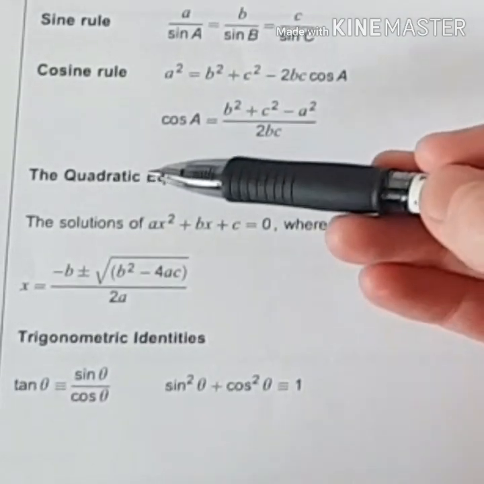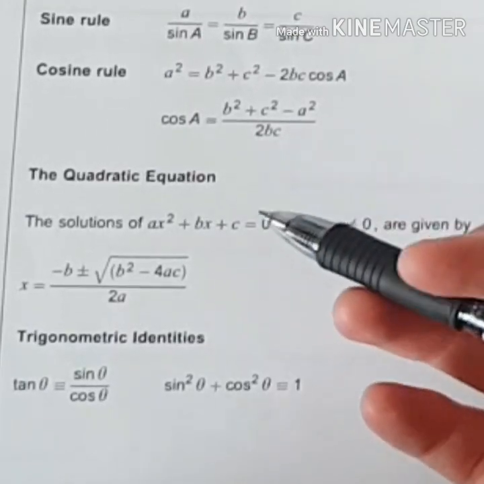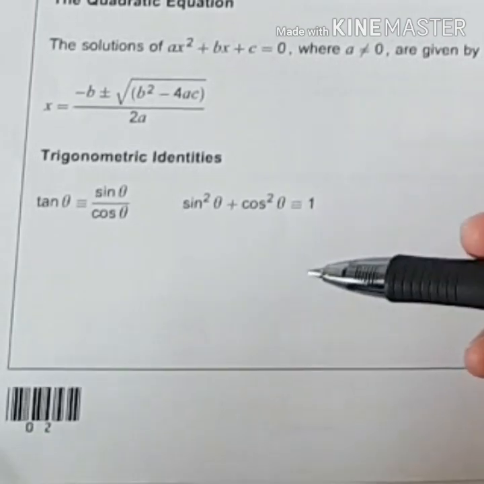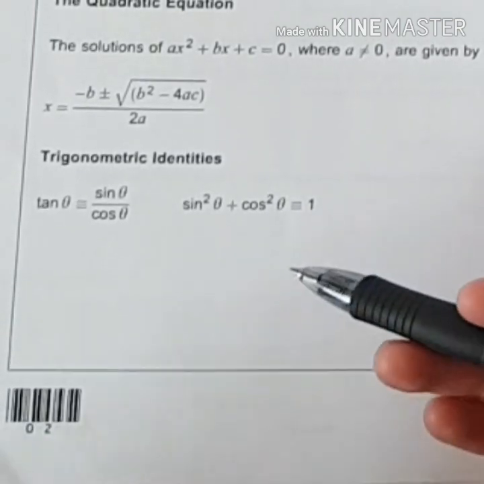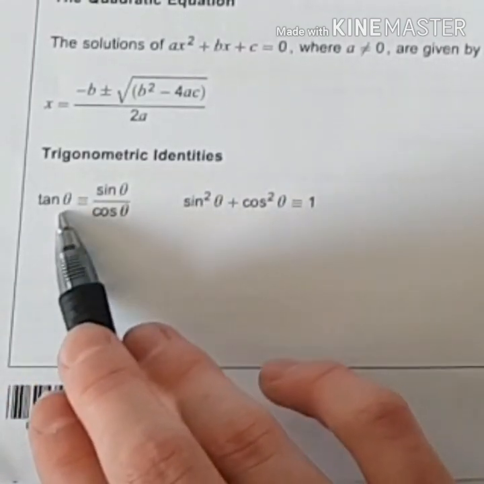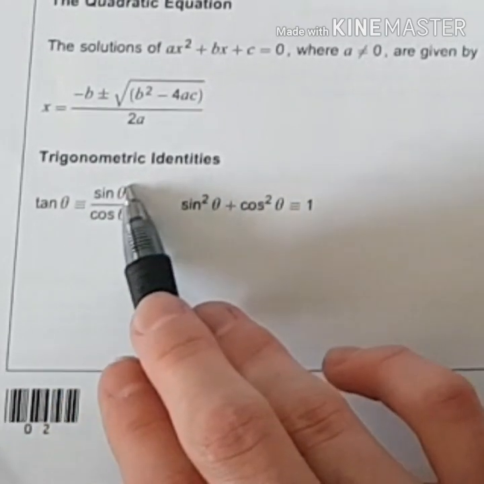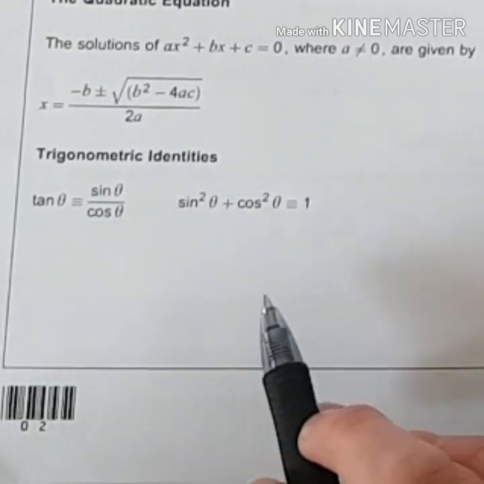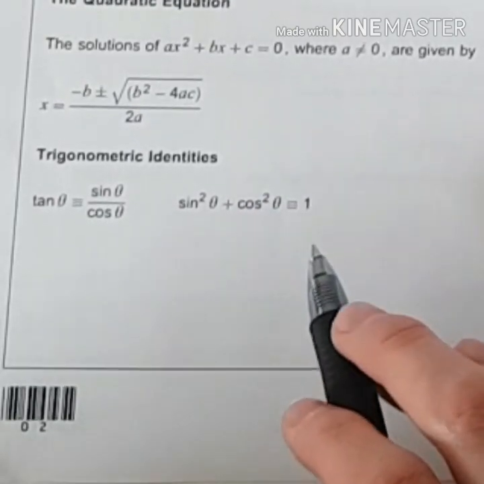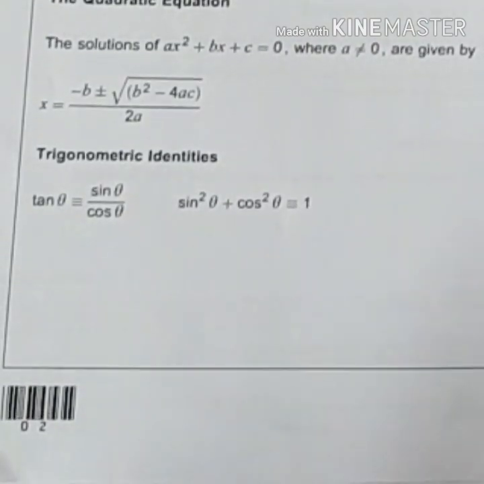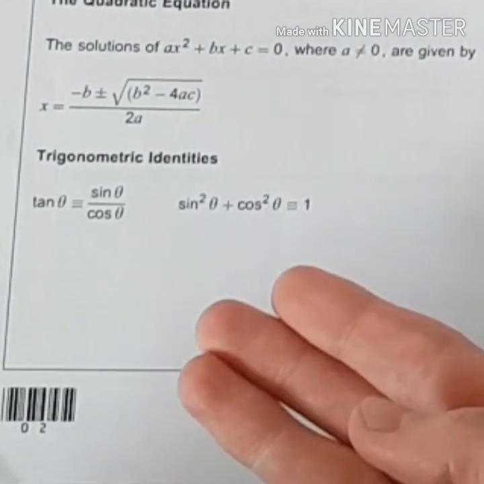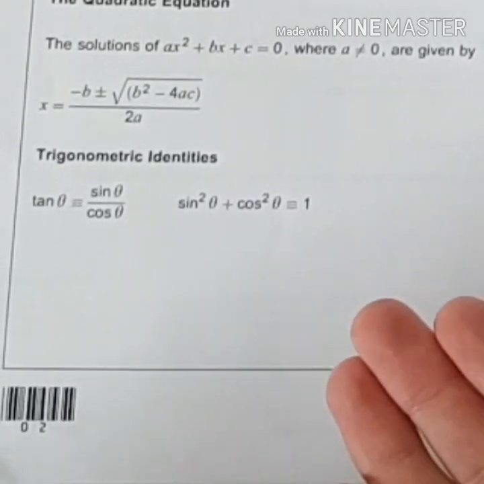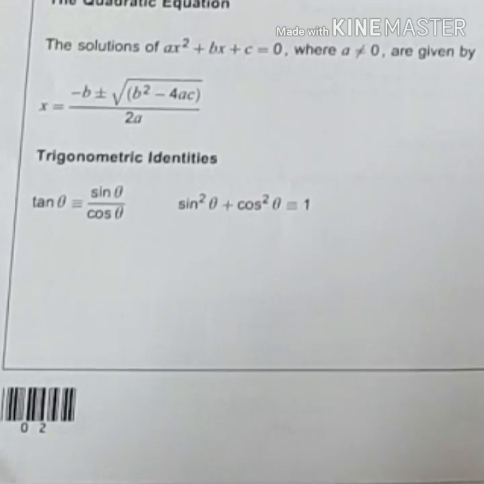There is also the quadratic equation, which you are also supposed to have learnt for the normal GCSE, but there are two more identities which you may not have come across before, which are tan of theta is identical to sine of theta over cos of theta, and that sine squared of theta plus cosine squared of theta is always equal to 1. You will not have come across these identities at normal GCSE before, but they are very important for the Further Mathematics GCSE exam.